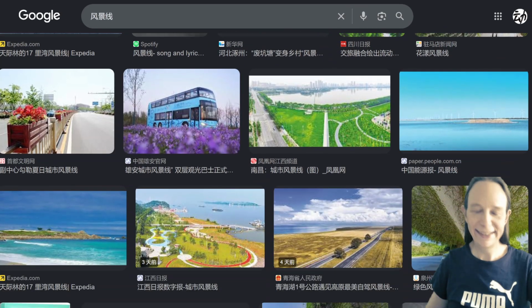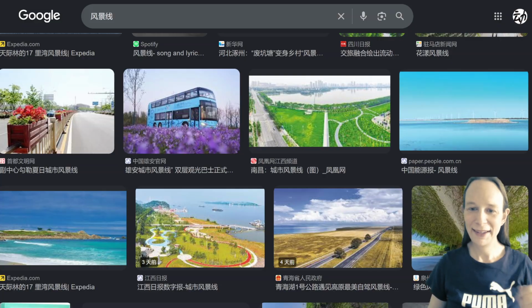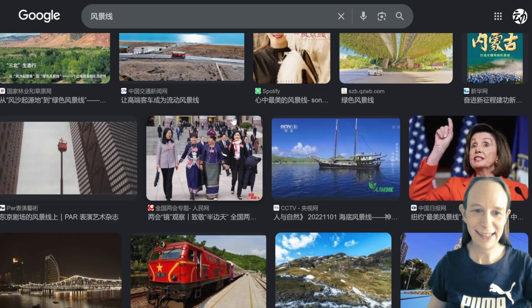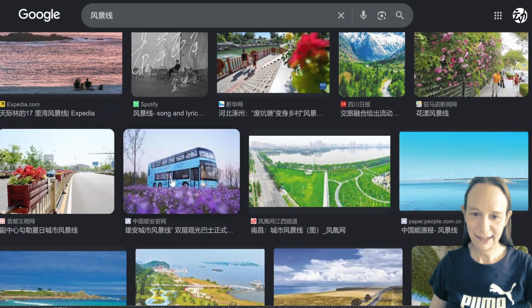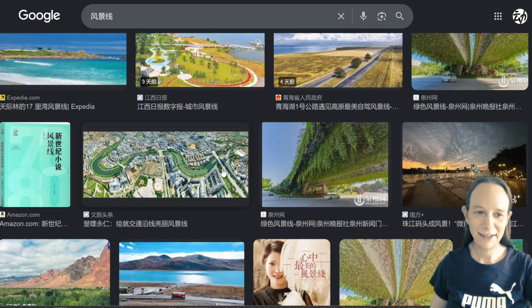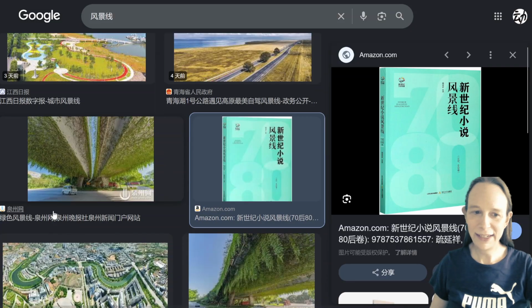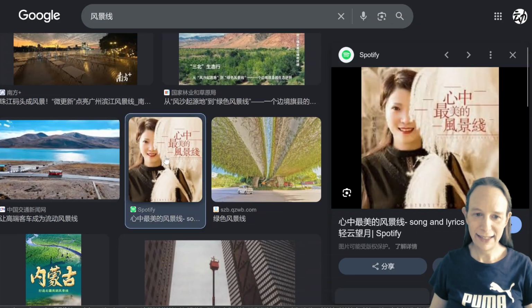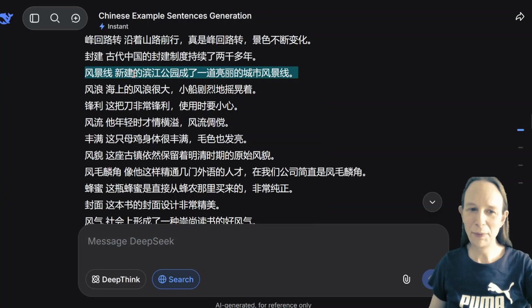Why does this word need to exist? Or more importantly, why does it need to exist in the HSK 7 through 9 vocab? It doesn't look important. 风景线. I don't know. Why does it need to exist? An eye-catching feature. 风景线, but it needs to be a linear eye-catching feature. 风景线. 新世纪小说风景线. No, it's used figuratively here, isn't it? 风景线. All right. I really don't see the purpose of this word.